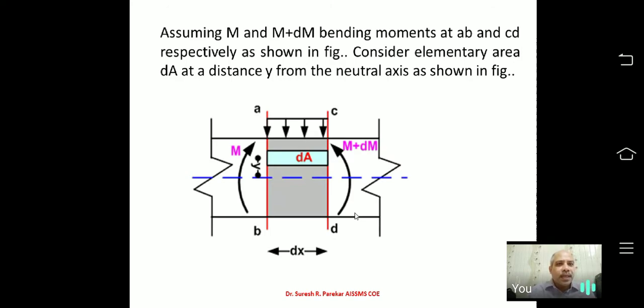Just as I told you, assuming M and M plus dM bending moments at AB and CD respectively, as shown in figure. Now consider area dA. So we are going to consider area dA at a distance y. That distance y is the centroid of dA, at distance y from the neutral axis, as shown in figure. So we have considered now the dx portion. We have M moment on the left side, M plus dM on the right side. Area we have dA, its distance from centroid to the neutral axis is y, and w we have as load on this beam.